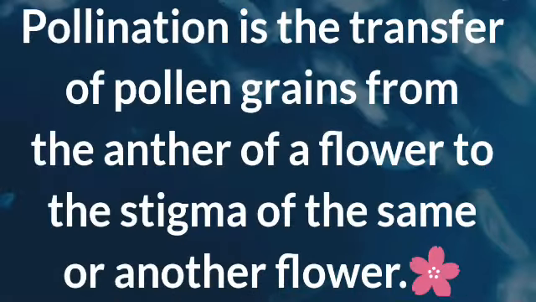Now, what is pollination? Pollination is the transfer of pollen grains from the anther of a flower to the stigma of the same or another flower. I'll come again. Pollination is the transfer of pollen grains from the anther of a flower to the stigma of the same or another flower. So that is the definition of pollination.